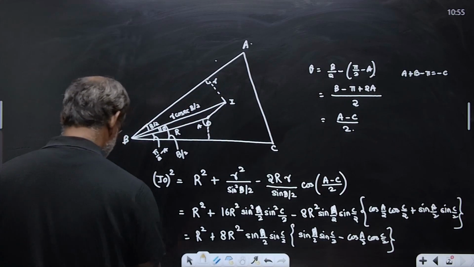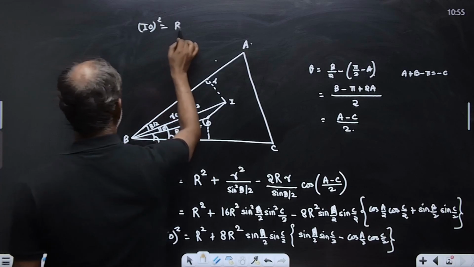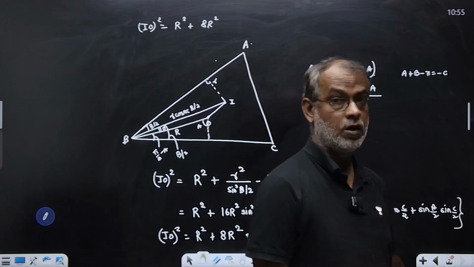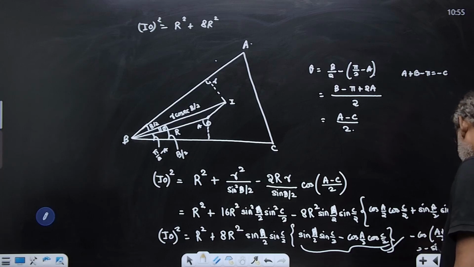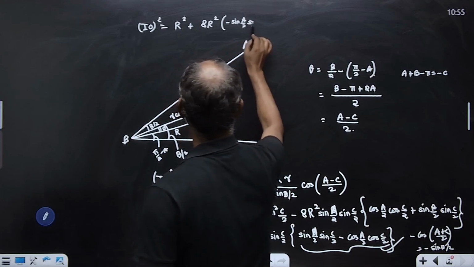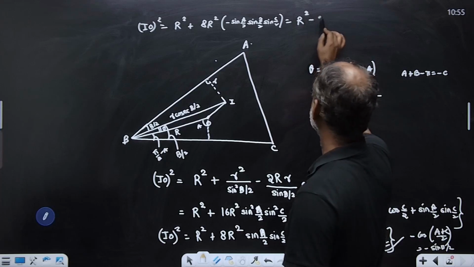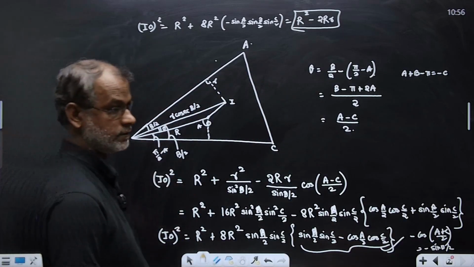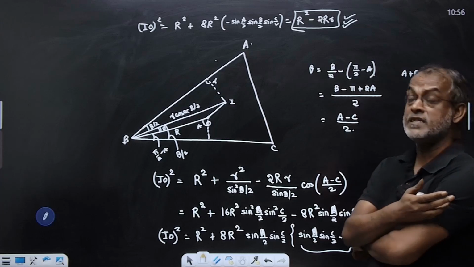Okay. So, what is IO square? IO square is R square plus 8R square, minus cos of A plus C by 2, so it becomes minus sin B by 2, into 4R sin A by 2 sin B by 2 sin C by 2. So, this is the algebraic method. Everywhere this is how we will proceed. So, this is the distance between incenter and circumcenter.